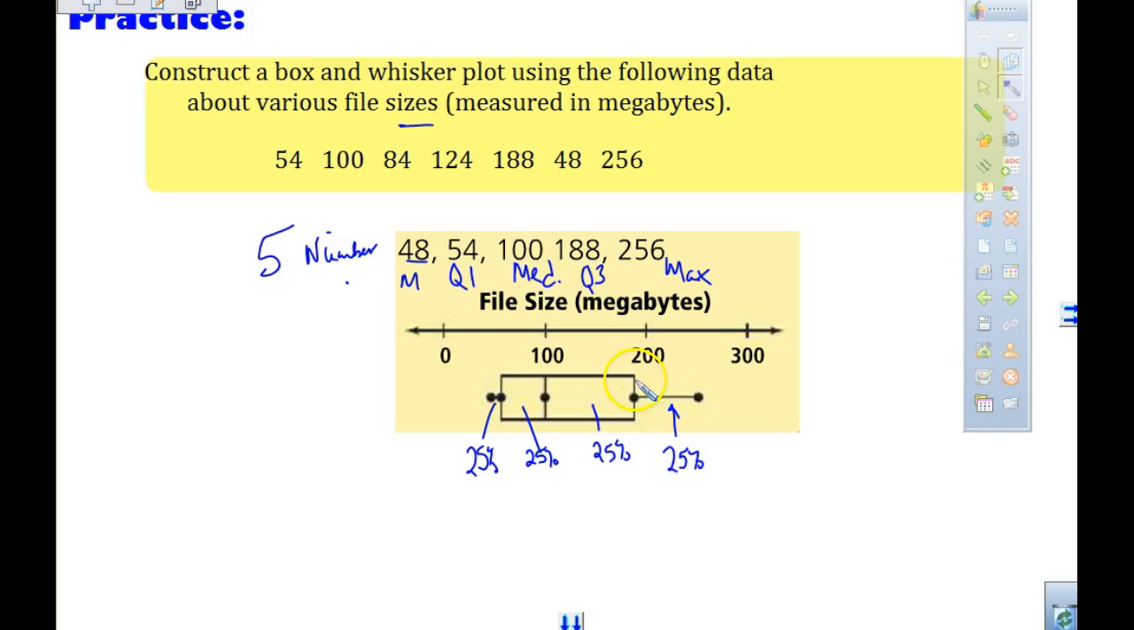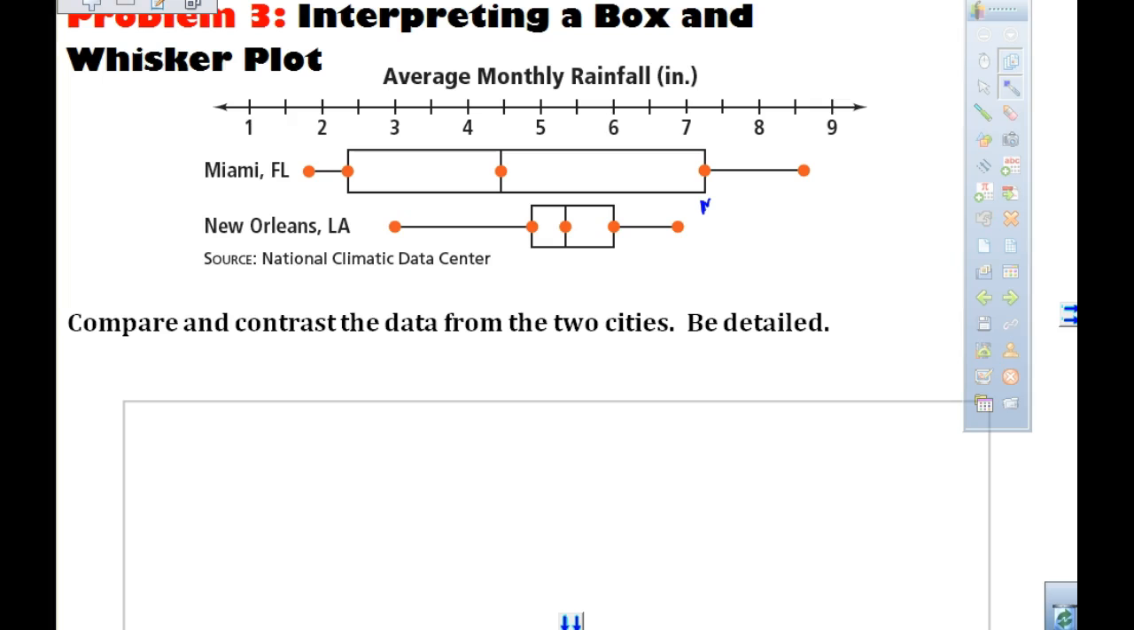So what box and whisker plots do is another way of summarizing our data. We don't get to see individual points, but it helps us to break down and interpret data, okay? So, as you take a look at this last part of your notes, they already have the box and whisker plot made for you. This is looking at the average monthly rainfall in inches. They looked at Miami, Florida, and then they looked at New Orleans.